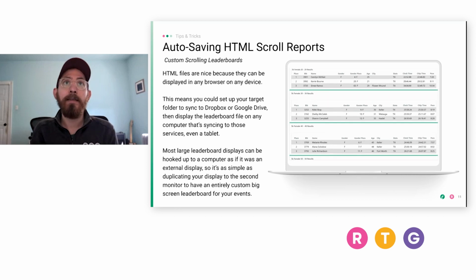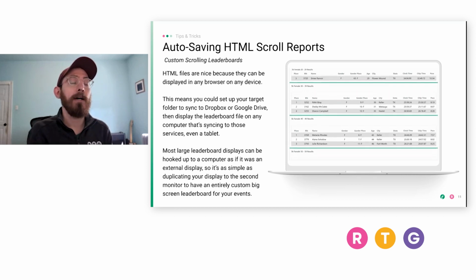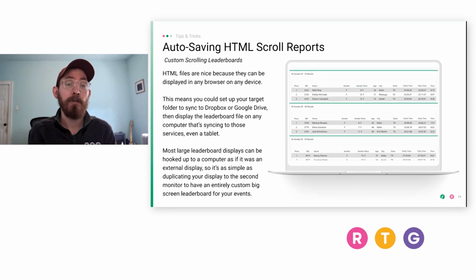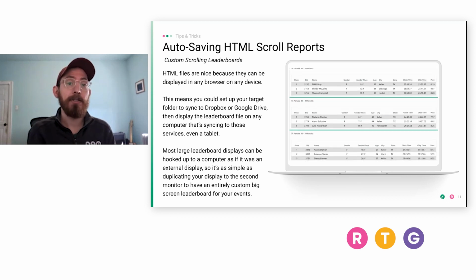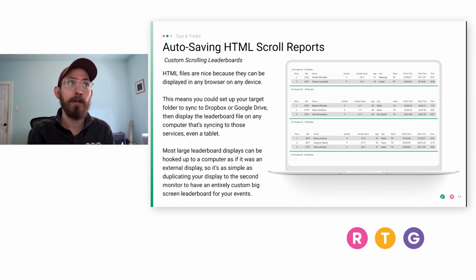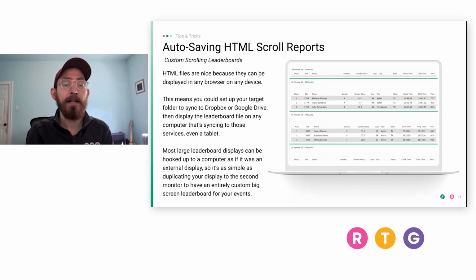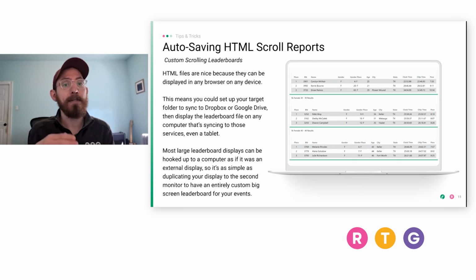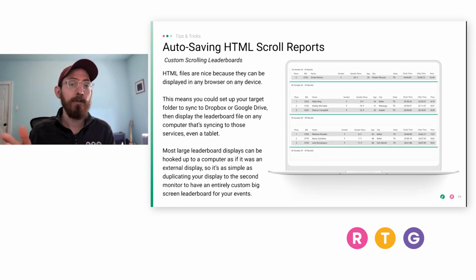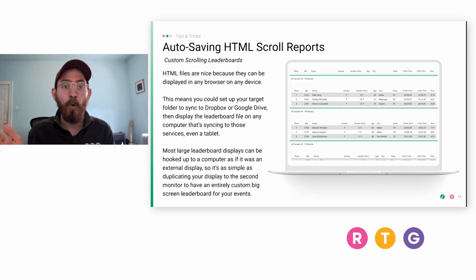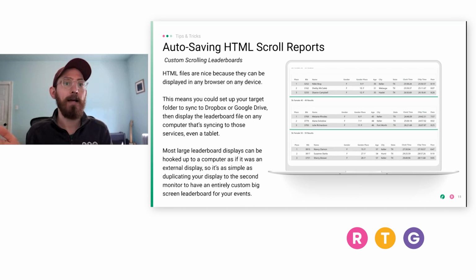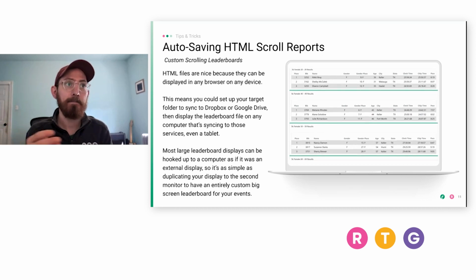I really like this feature because HTML files can be used in any browser and any device. What some people will do is point their HTML autosave to a Dropbox folder or a Google Drive folder, and then that HTML file will be synced up to your cloud syncing service. Then you could get that on a tablet or another laptop that doesn't have RaceDay scoring, a Mac, if you wanted to use that as a display computer, you could do that.